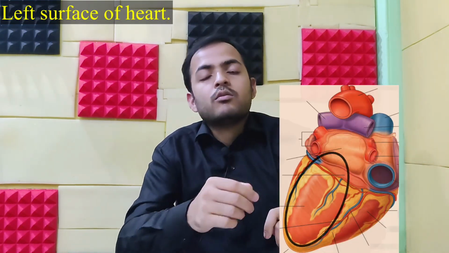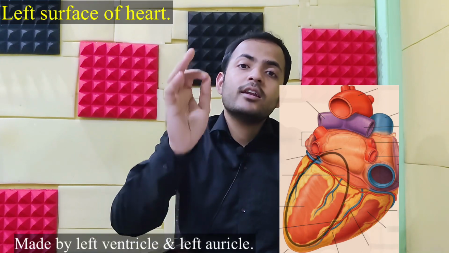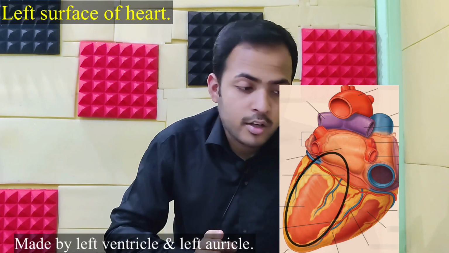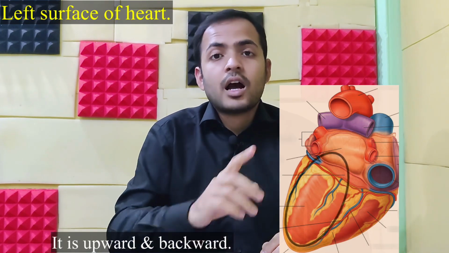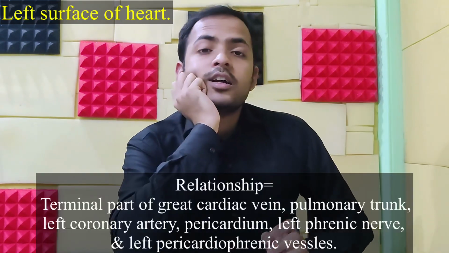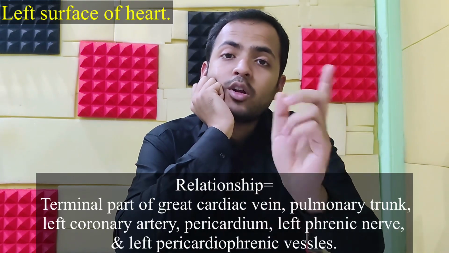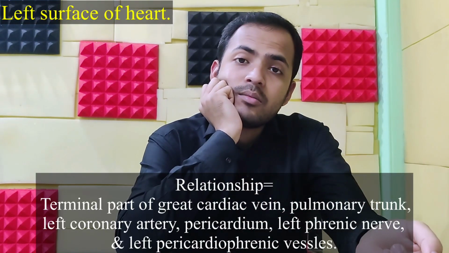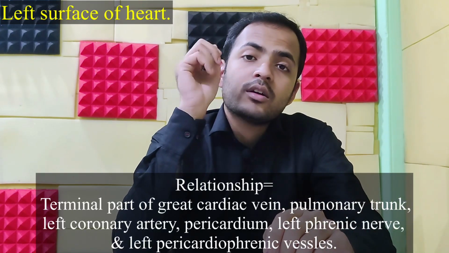And the last part, which is the left surface. The left surface is made by only and only the left ventricle, as you can see in this photo, along with the left auricle. It is directed upward and backward, and in relation you're going to find the terminal part of the great cardiac vein, pulmonary trunk, left coronary artery, pericardium, the left sided phrenic nerve, along with the left sided pericardiophrenic vessels.